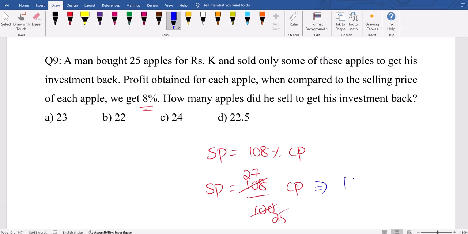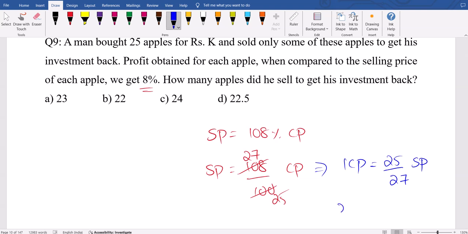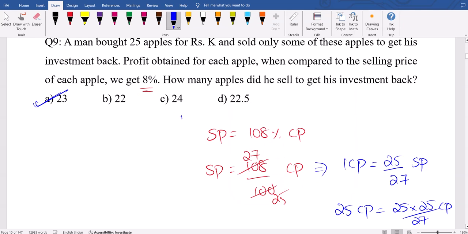one cost price. Okay, one apple's cost price you will get by selling 25 by 27th part of an apple. Then you purchased 25. How many should be sold? 25 into 25 divided by 27. 625 divided by 27. 23.14. 23 apples you need to sell. 23 apples approximately, if we sold, okay, then he'll get the profit.